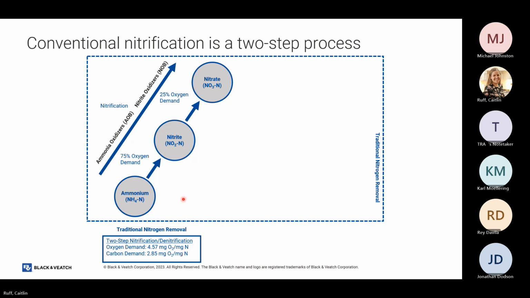AOBs are taking ammonium plus oxygen and converting that to nitrite, with byproducts of acid, water, and energy. Then the NOBs are taking nitrite and oxygen, which is getting converted to nitrate and energy. So whenever you hear about nitrification being an acidic process, there is a step in here where some acid is released.